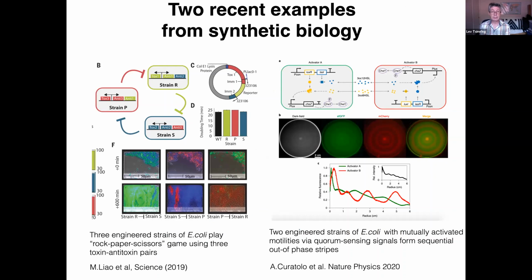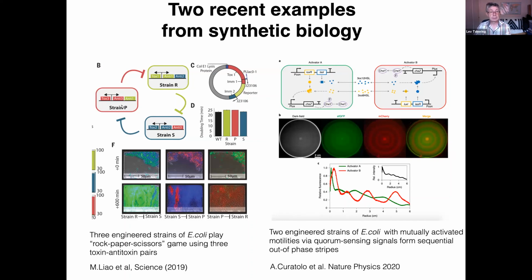One is from our own work, on the left. Here you can have three strains. This is the same bacteria, just synthetically different; it only differs a little by different plasmids which you put into the cell. In this particular case, you have three strains and we call it rock, paper, and scissors. The idea is that each strain can kill or suppress the growth of only one other strain, and it does not affect the third one, and it doesn't affect itself with this toxin. So it's based on three complementary toxin-antitoxin pairs.